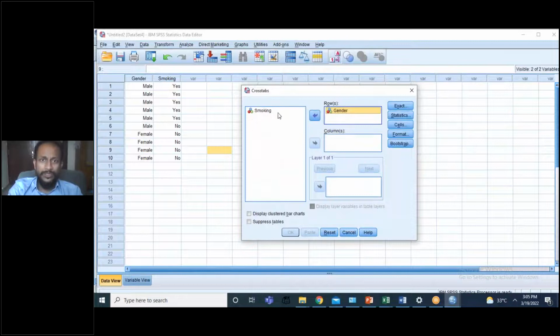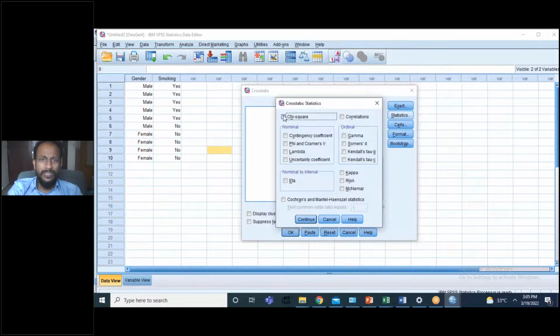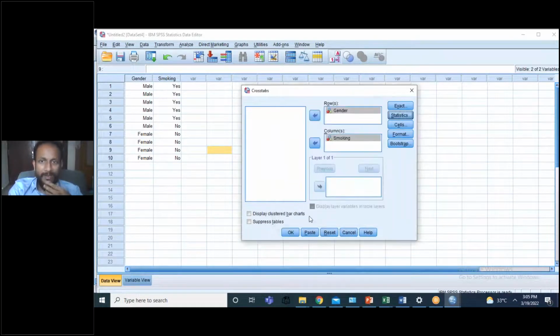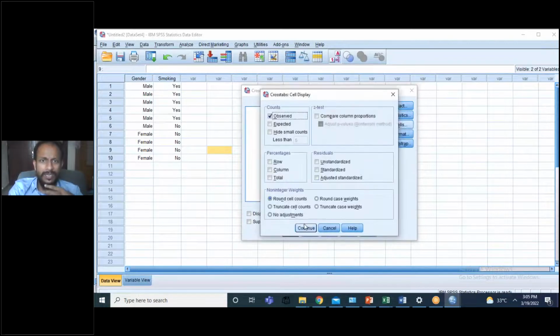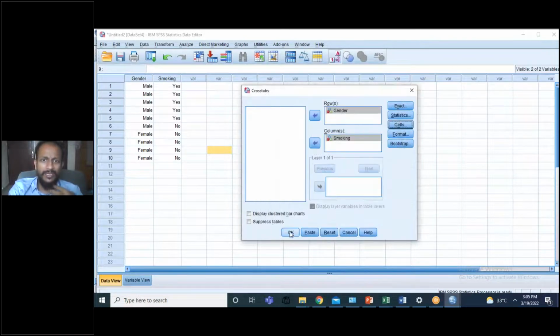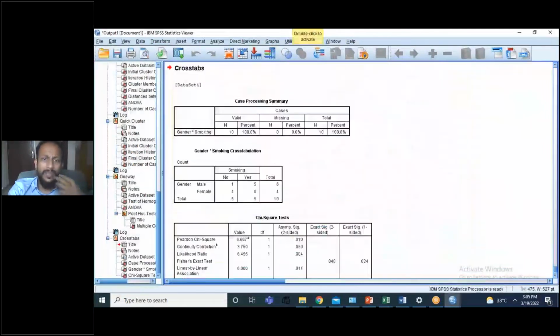On the row side, you take gender. On the column side, you take smoking. Okay, click on the chi-square. All right, and then click on continue. Cells, you can ignore other things, not a big deal. Click on OK. Right, now what does the data say?